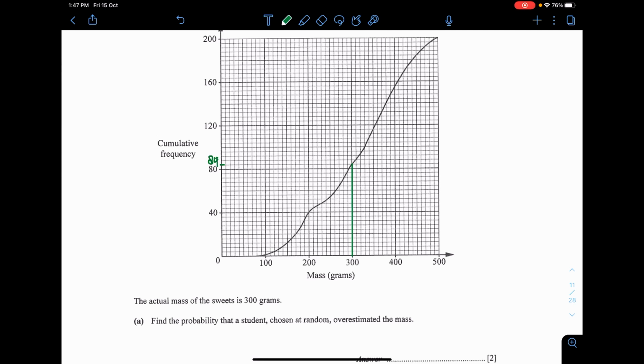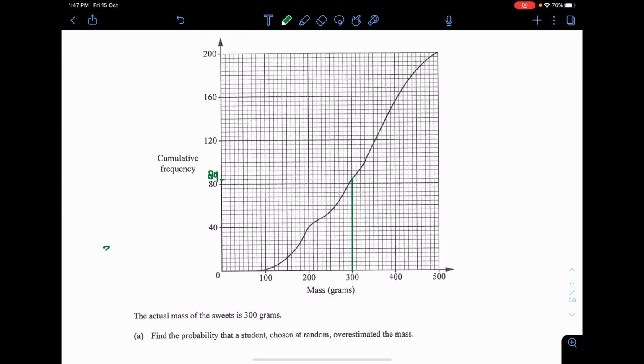Now, how many will actually overestimate? There are 200 total students. Those who overestimate is 200 minus 84, which is 116. The probability of getting such a student is therefore 116 over 200, which is 29 over 50.